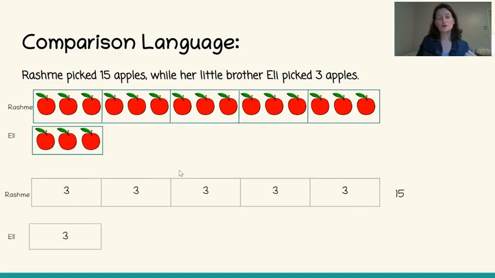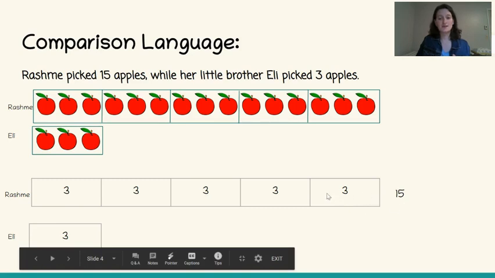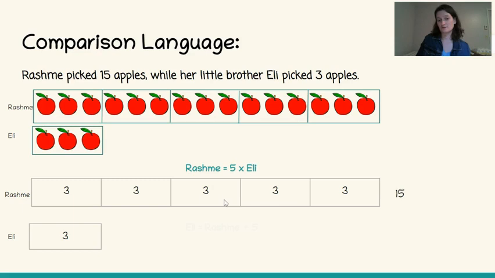Okay, we don't have to draw all the apples every time. We can just use bars to represent the apples. So Rashmi picked 15, and we're going to split that 15 into groups of 3 because Eli picked 3. And then we can see how many groups of 3 to find out how many times as many. So Rashmi's apples equaled 5 times Eli's apples.